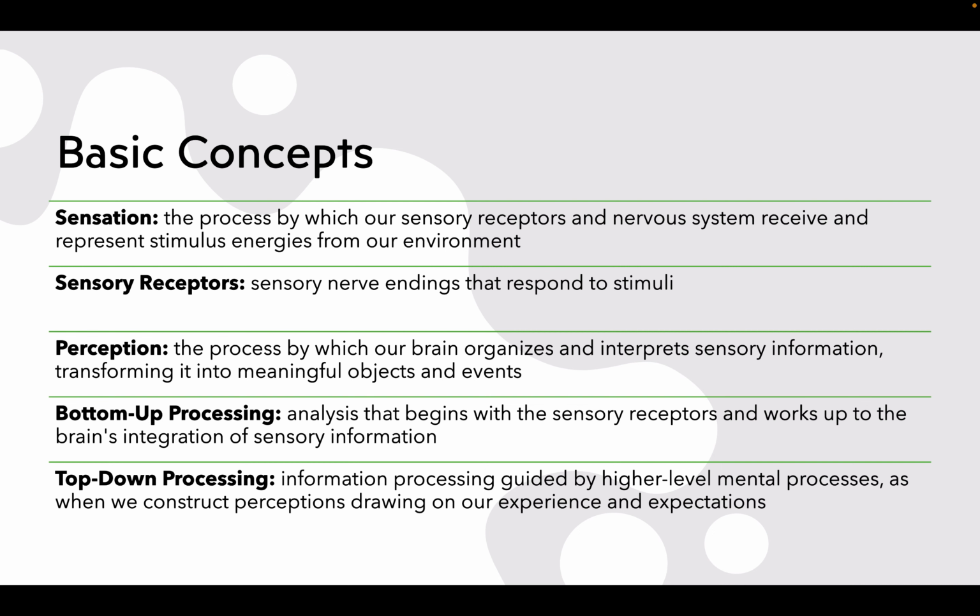So bottom-up processing is analysis that begins with the sensory receptors and works up to the brain's integration of sensory information. So that's when we touch something, our sensory receptors take that input in, send it to our brain, and then our brain is able to process that this is what we are feeling. So if we stick our hand under running water, that information is sent to the brain, and it is at that point that it is processed, and we are able to determine if the water that we stuck our hand under is either hot or cold.